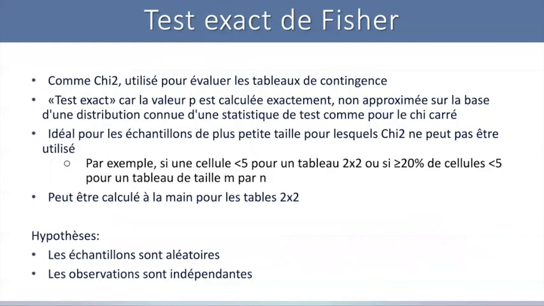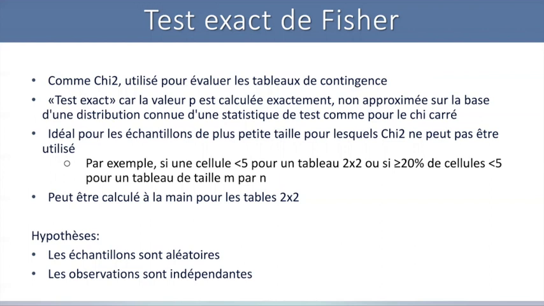Let's move on to Fisher's exact test. Like the chi-squared test, it's used to evaluate contingency tables when you have multiple categorical variables. It's called an exact test because the p-value is calculated exactly instead of being approximated from a known distribution of a test statistic, like is done in the chi-squared test. It is used for smaller samples than you can use chi-squared for.